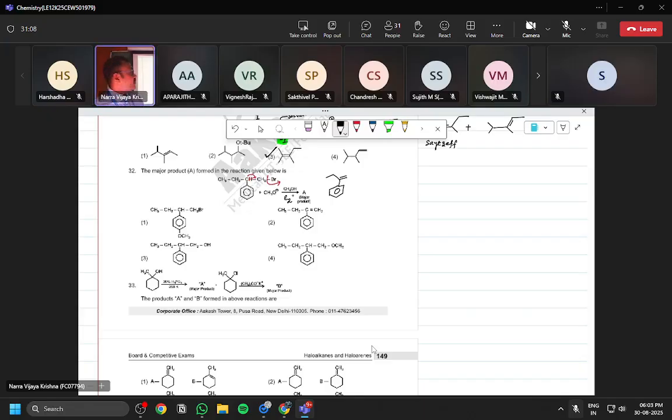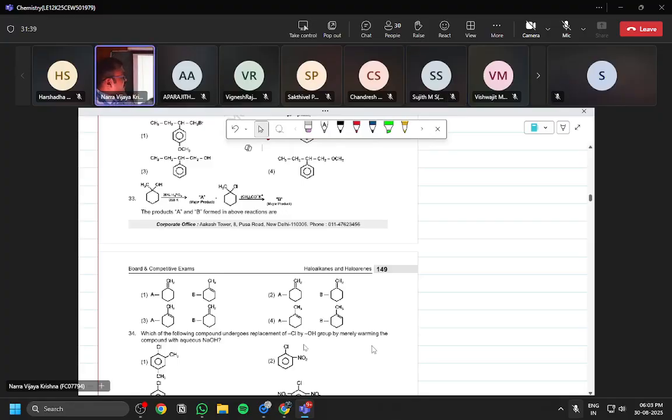right? Any questions? If the base is a strong base, the reaction proceeds via E2. If the leaving group is a very good leaving group, but the base is not strong, then E1, right? If a more acidic hydrogen is present, then carbanion, E1CB mechanism. Correct or not? So here answer should be option 2. Next one, sir.